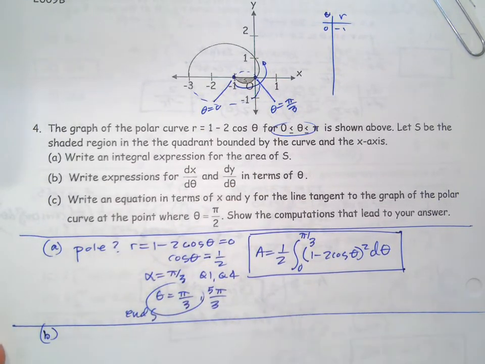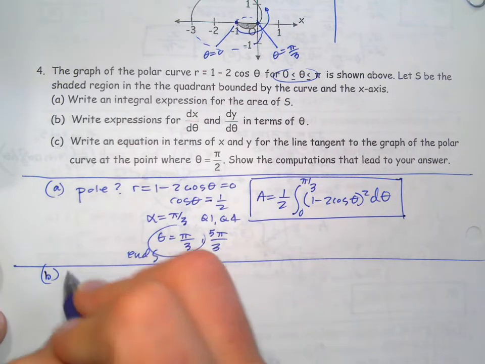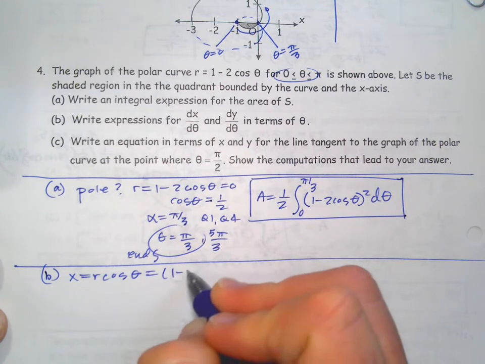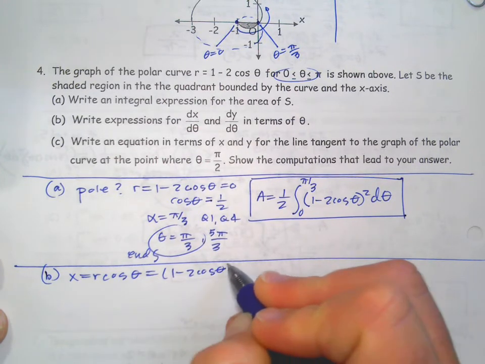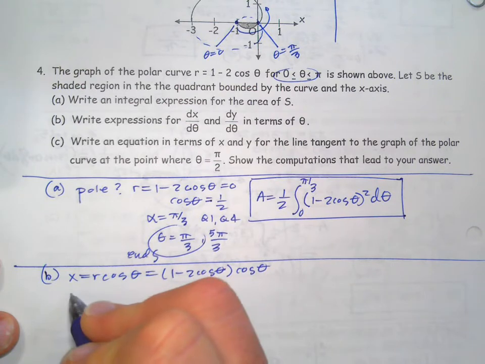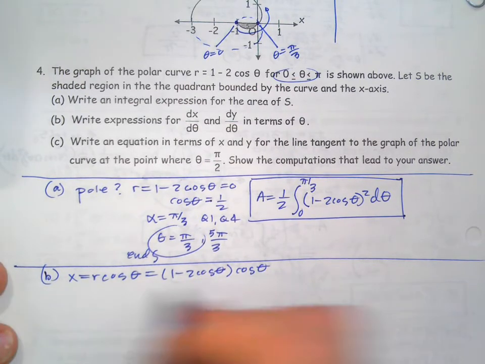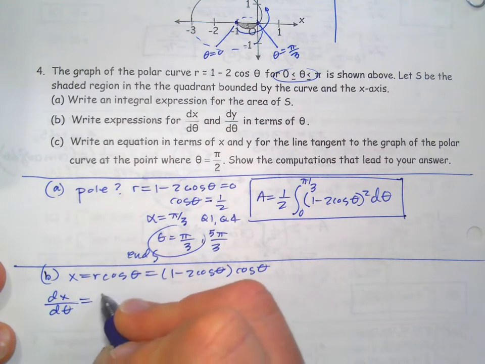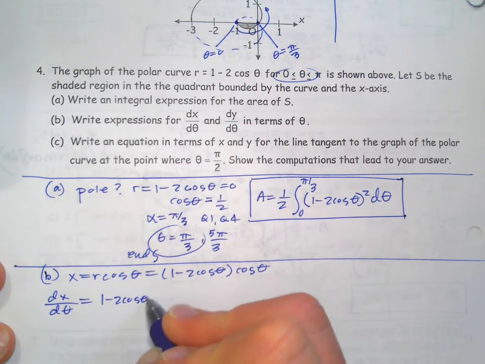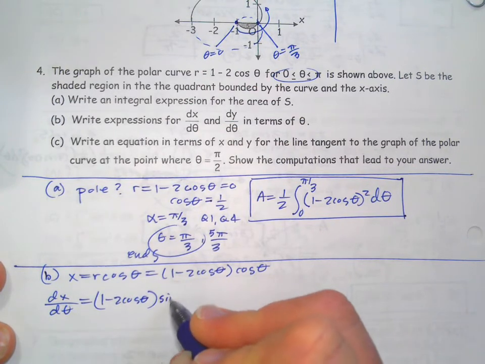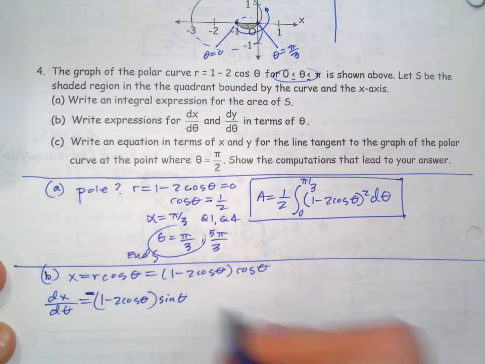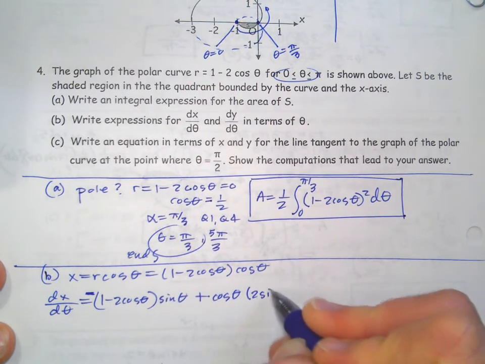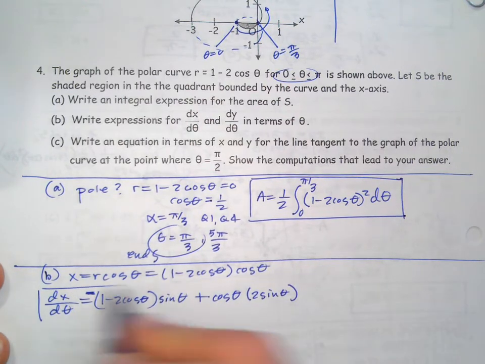B, write expressions for dx d theta and dy d theta. Okay, well, x equals r cosine theta. So x equals (1 minus 2 cosine theta) times cosine theta. And so dx d theta would equal (1 minus 2 cosine theta) times the derivative of cosine, which is negative sine theta, plus cosine theta times 2 sine theta, positive. I think that should be fine for dx d theta.